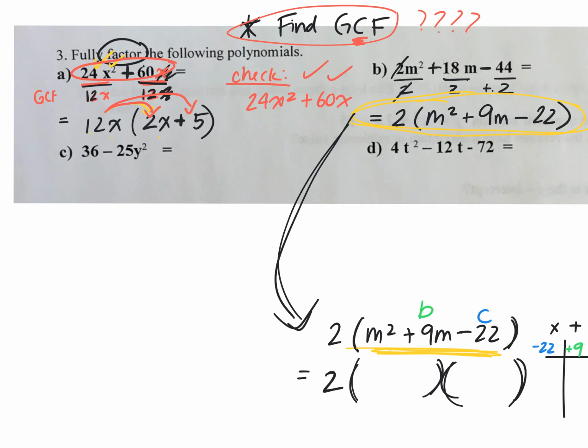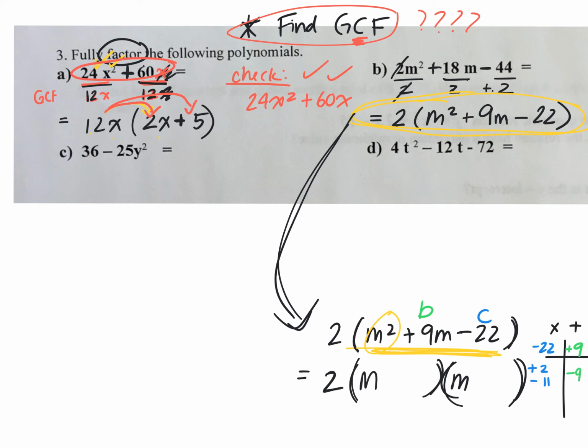Well, what are the first two terms? What's the first term going to be? M times M, right? And I need to find two things that multiply together to give me negative 22. What times what gives you negative 22? It has to be a positive and a negative, right? Negative 11 and positive 2. Does that equal positive 9?